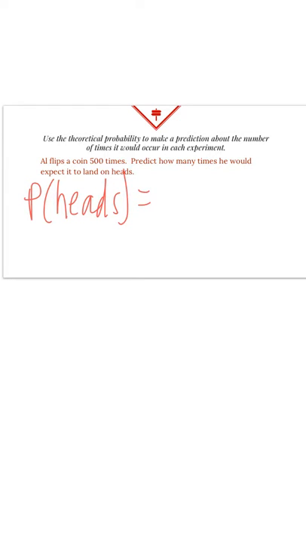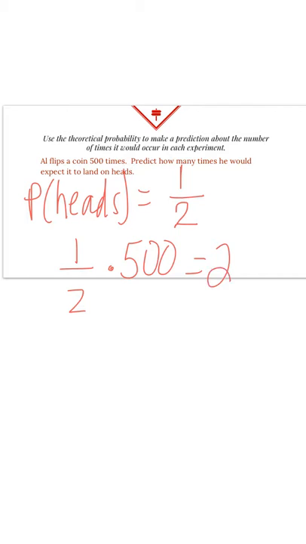If you remember, we need to find the fraction of this probability. There are 2 possible choices, so that would go on the bottom, either heads or tails, and heads is just one of them. So the probability of heads is 1/2. Now you just multiply 1/2 times our total number of times, which is 500, and you will get that it should, in all theoretical probability, land 250 times on heads.